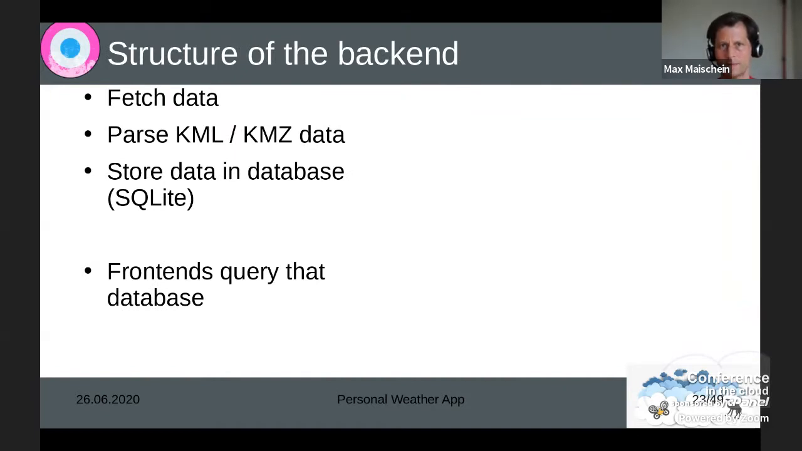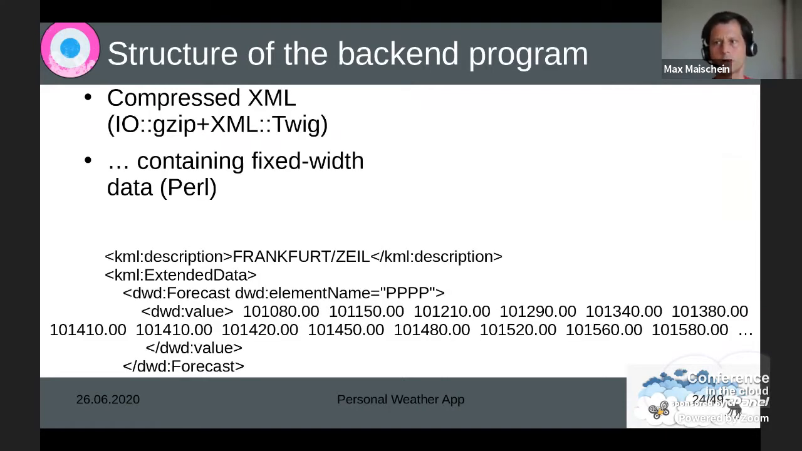The backend has these jobs: fetch the data, parse the KML data, store it, and make it available as an SQLite database. And the code for this is basically just IO::Gzip together with XML::Twig, because IO::Gzip allows me to read from the KML file without needing to decompress it. So the file stays the 30 megabytes size it is instead of ballooning up to 300 megabytes uncompressed. And XML::Twig then calls my callbacks where I then parse the fixed width data and extract the temperature and everything that I want from the data.